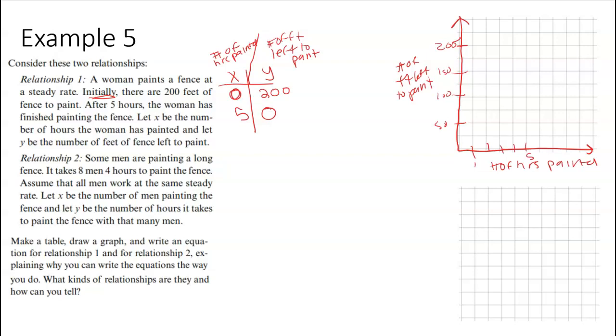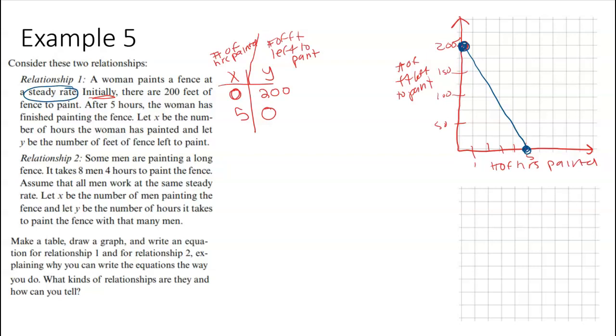All right, so at 0, we start at 200. And at 5, we're at 0. So here is the graph. So that is linear, okay? Also, it said steady rate. That was another clue for me.